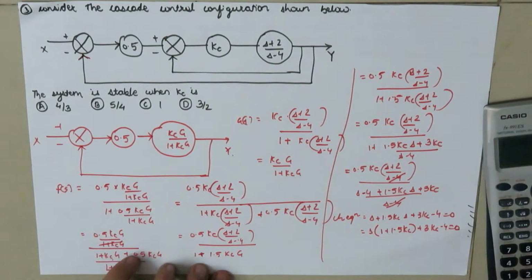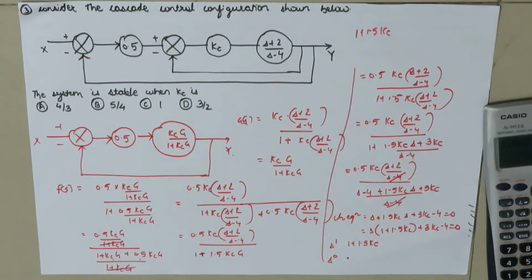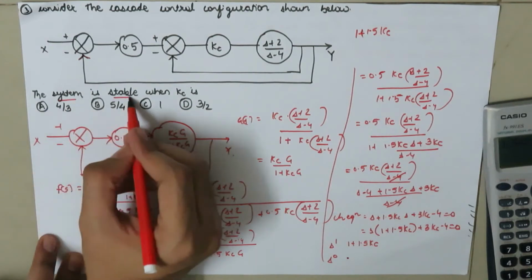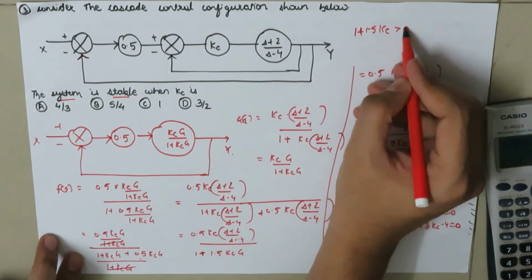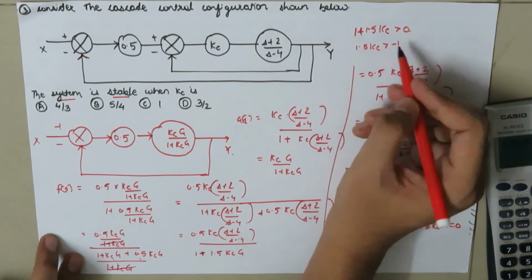And if we construct the Routh array now, this will be s to the power 1 and s to the power 0. The coefficient of s to the power 1 is 1 plus 1.5 times Kc, and s to the power 0 is 3 Kc minus 4. Here they have asked that the system is stable, means this should be greater than 0. So 1.5 times Kc should be greater than -1.